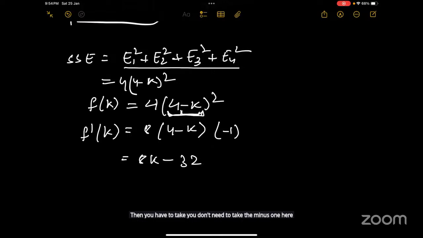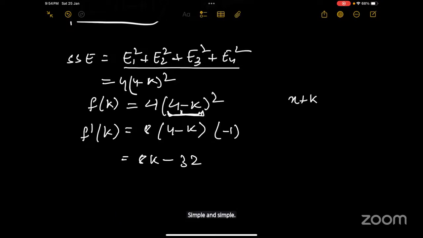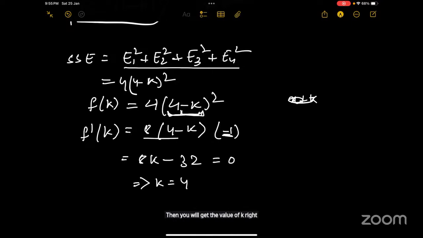Like the typical derivative I did here, right? 32 will be plus, why? 8 fours are 32, right? But minus 1 is multiplied here. Now we can calculate the critical point. If you equate the derivative to 0, then you will get the value of k. Where did the minus 1 come from?